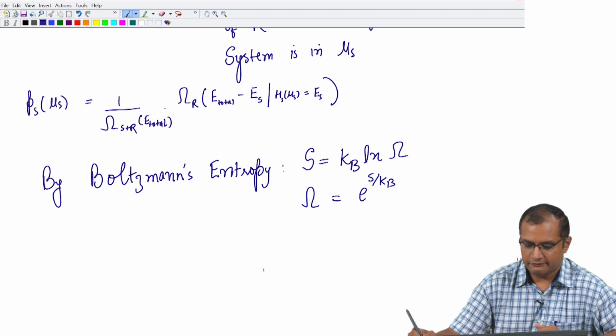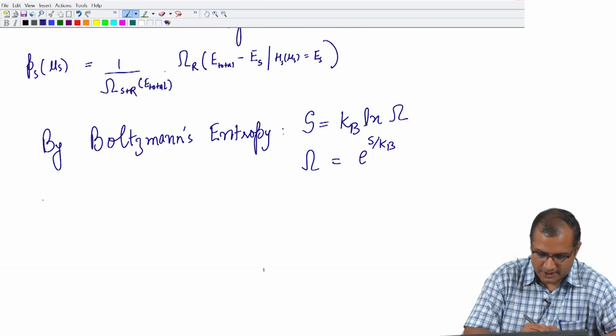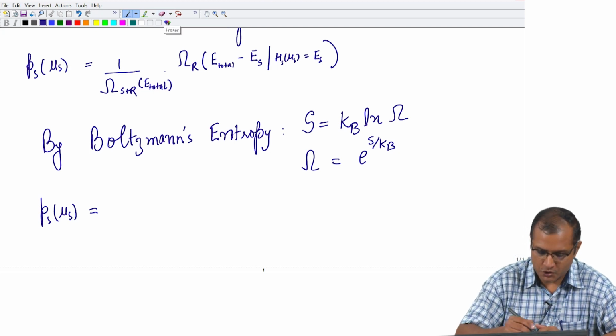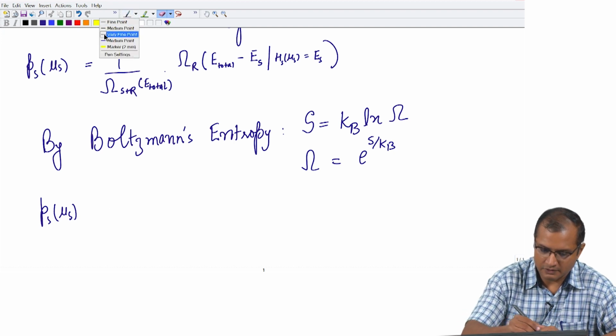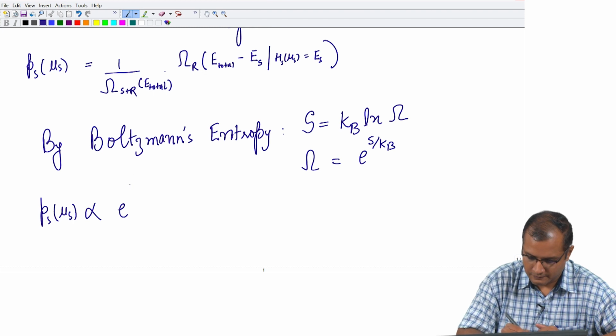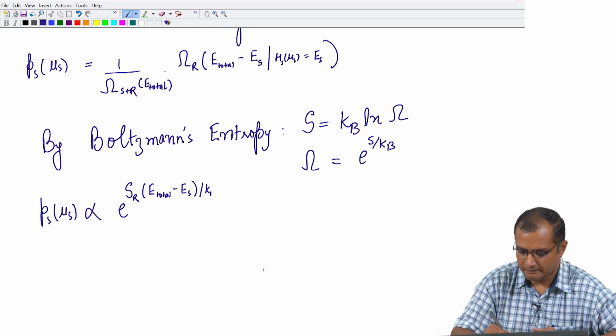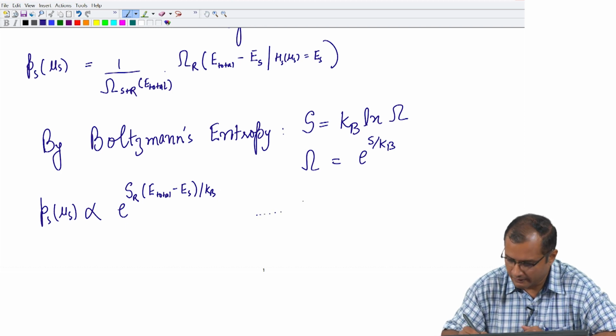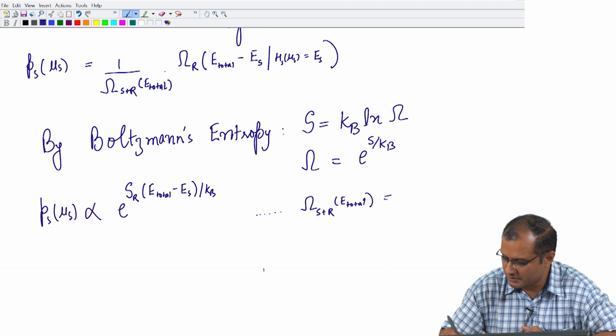So, I can write down my probability in terms of entropy as simply proportional to, because there is a denominator which is constant, okay, just e to the power entropy of the reservoir, which is a function of E total, reservoir is now in the energy E total minus E s, over kb, okay, because my numerator is omega r, and you can write down that omega s plus r, the total number of states accessible to the system, is a constant.